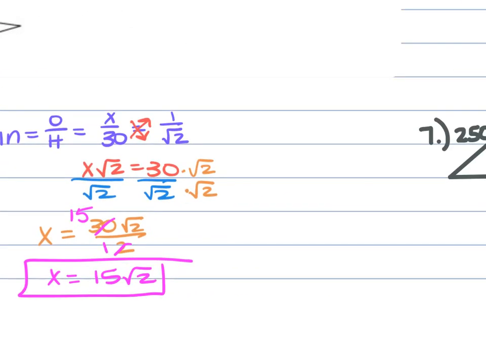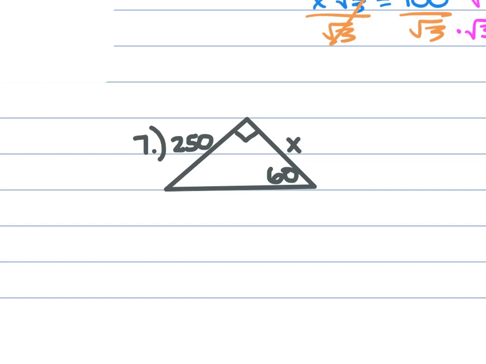For 7, we have a 30, 60, 90 triangle. So our smallest side length is 1, our hypotenuse is 2, our middle side length is the square root of 3. So what we're dealing with here is our adjacent and our opposite. So this one's going to work with tangent because tangent is opposite over adjacent.